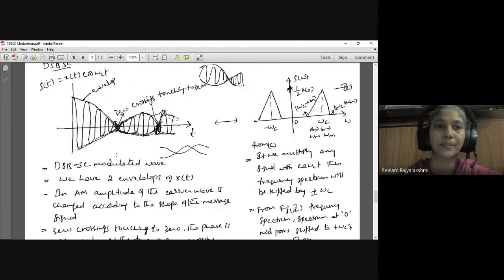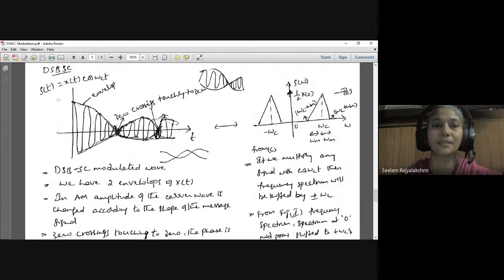Let us see the DSBSC. In DSBSC, for modulation, we have to multiply the message signal with the carrier signal. So s of t equals x of t into cos omega c t.